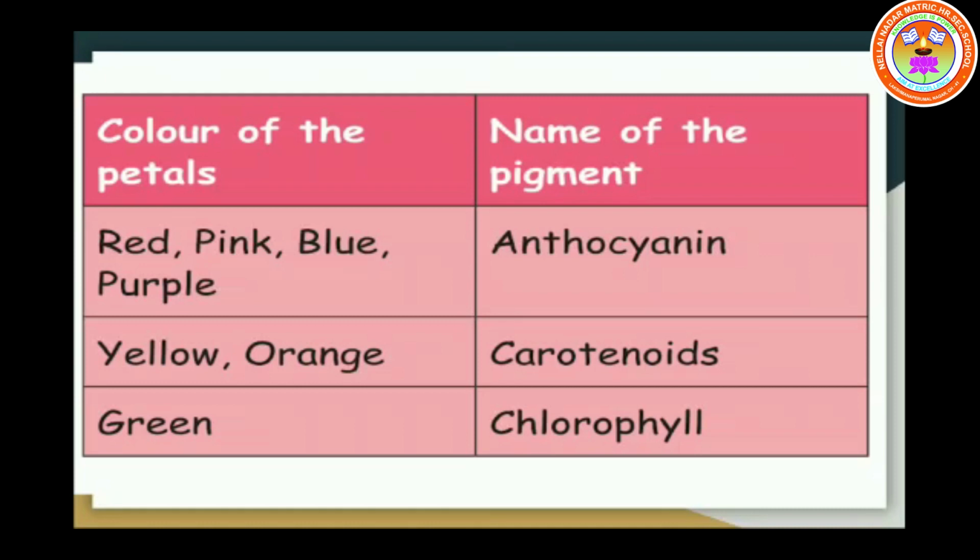From the table, we can know the names of the pigments present in the petals. We can identify the color of the petals on one side and the name of the pigment on the other side. Red, pink, blue, purple: anthocyanin. Yellow, orange: carotenoids. Green: chlorophyll.